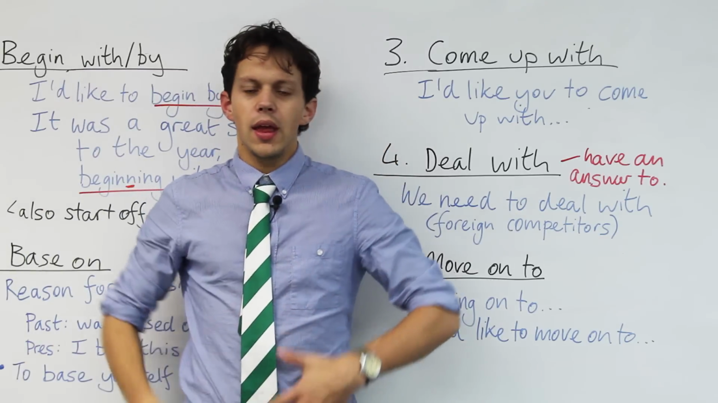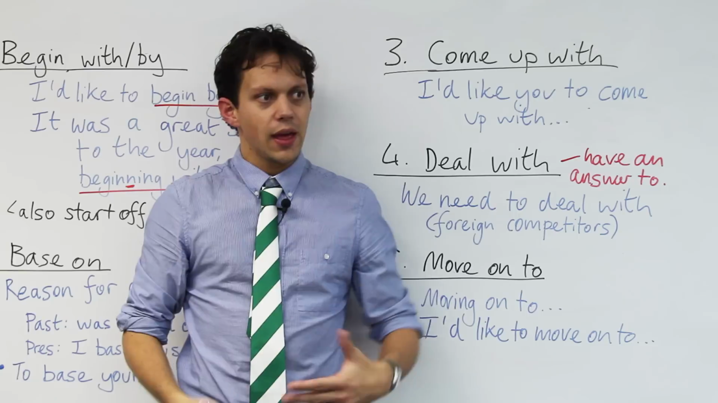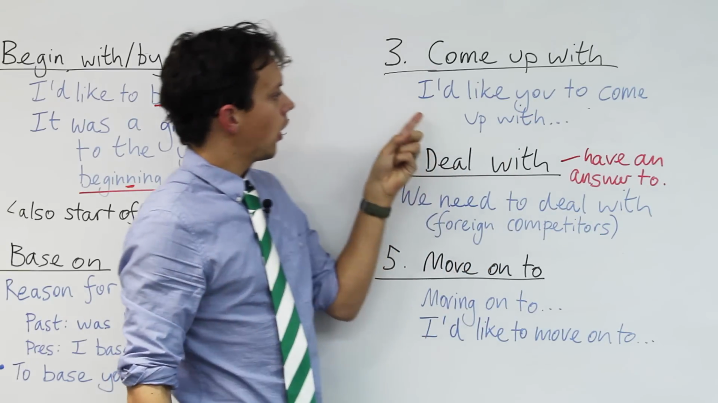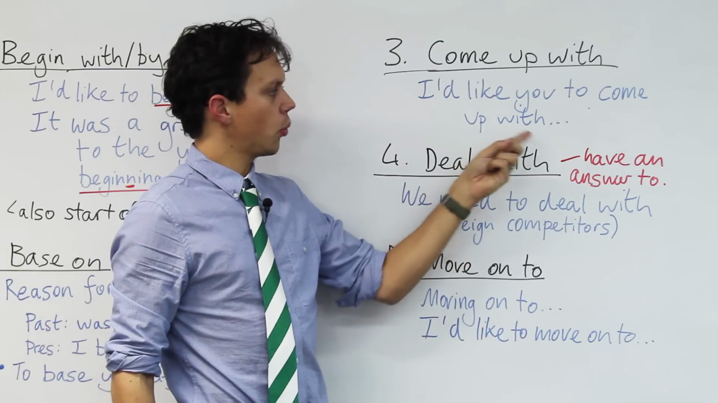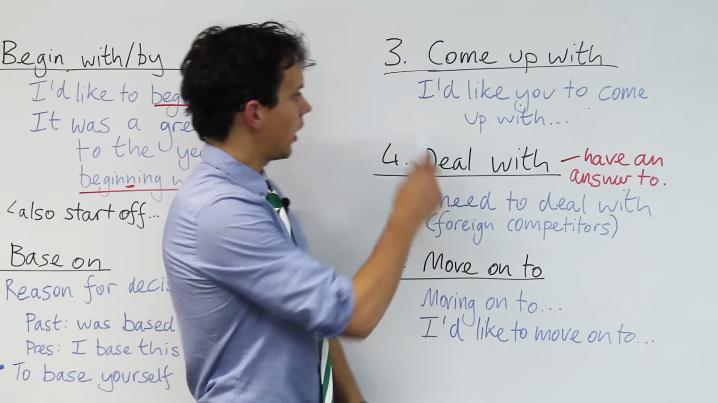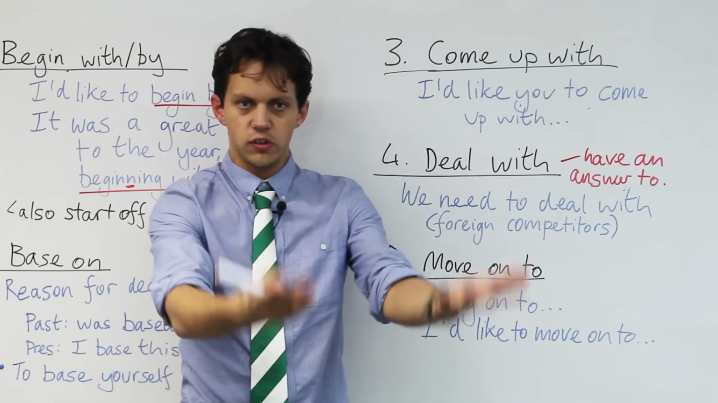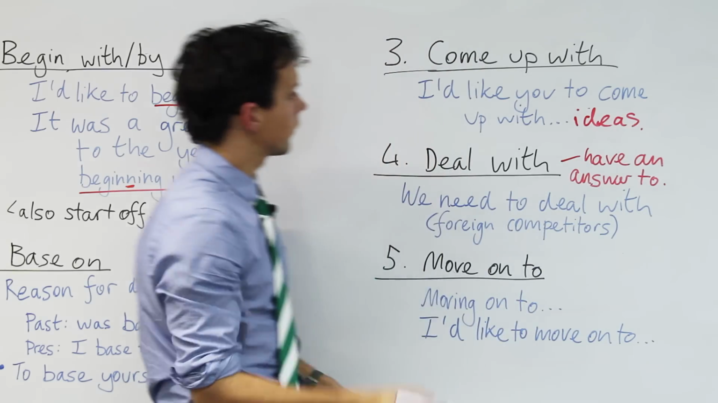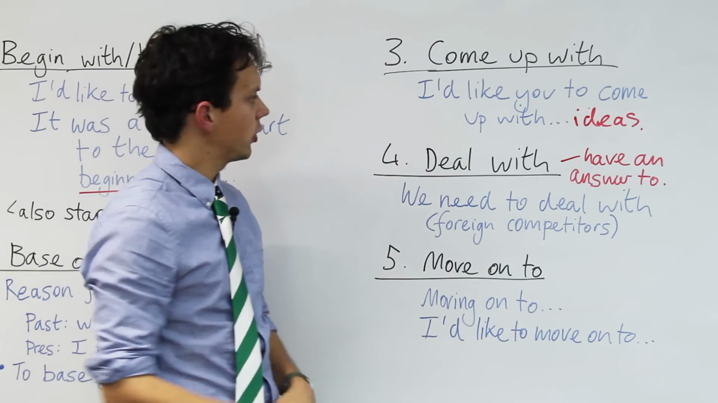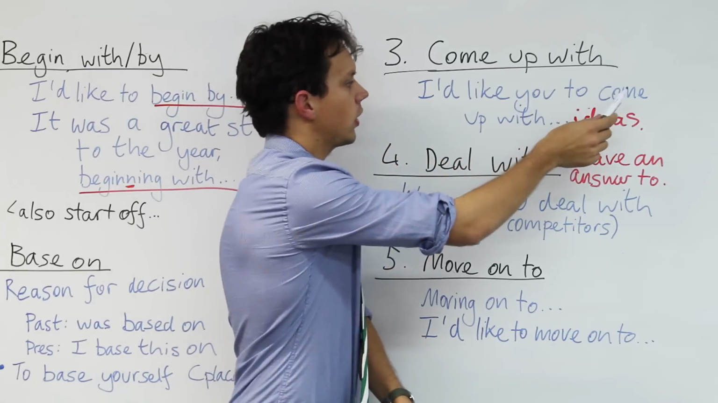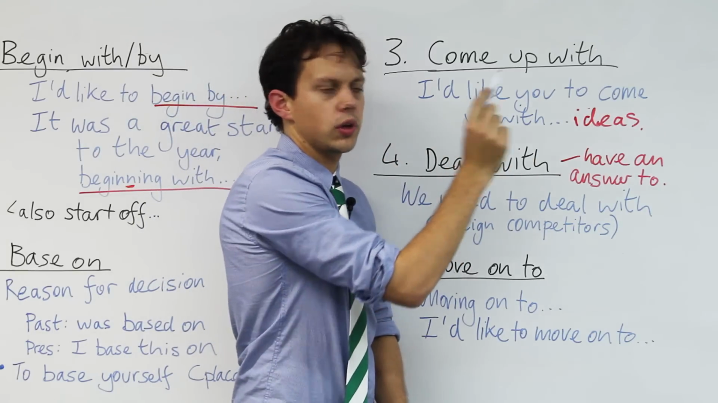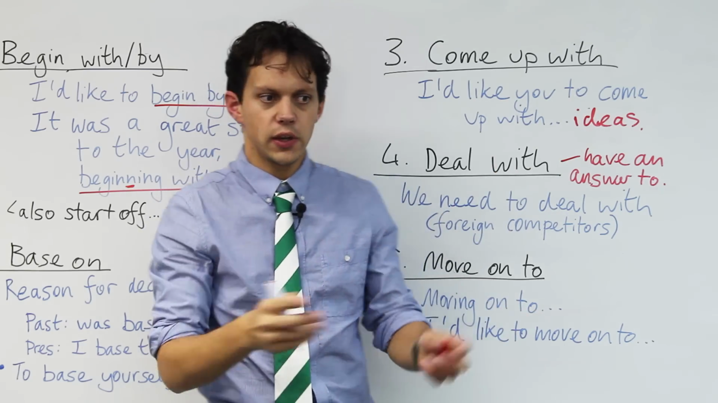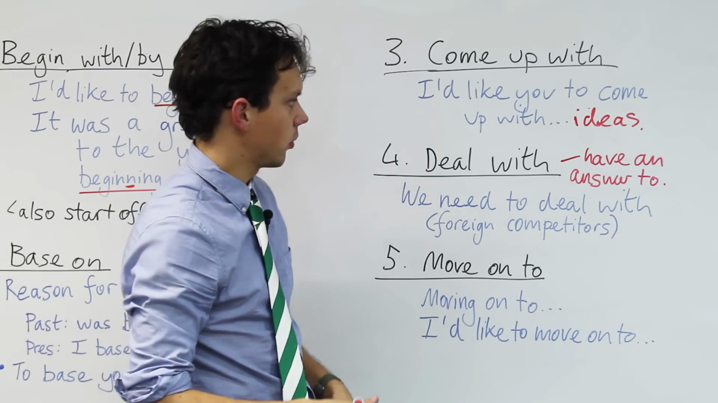Now, if I'm doing a presentation and I want you to do something, I might say, I'd like you to come up with some ideas. I'd like you to come up with some reasons. Let's just work on the pronunciation, make sure you've got that right. I'd like you to come. I'd like you to come up with. I'd like you to come up with some ideas. And then you can ask them to do it with the person sitting next to them, whatever.